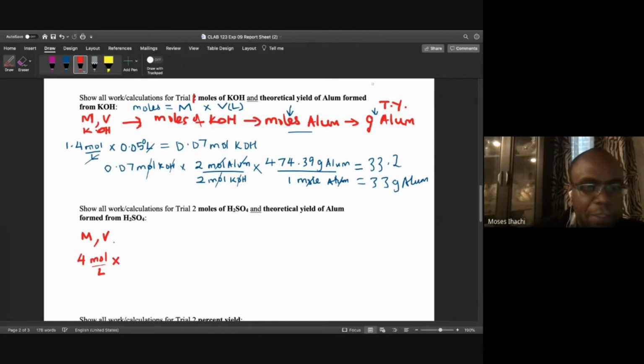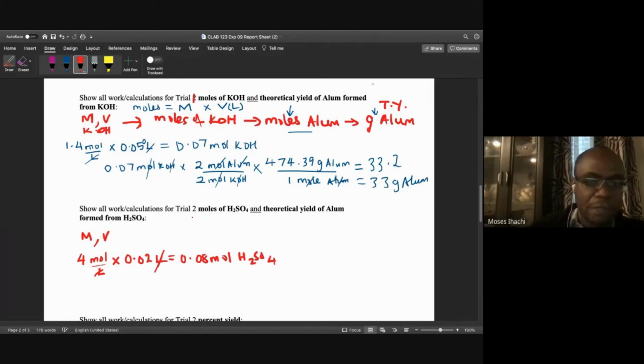We are multiplying that by the volume, which is 0.02 liters. Liters and liters will cancel. So the moles of sulfuric acid used in this case will be 0.08 moles of sulfuric acid.